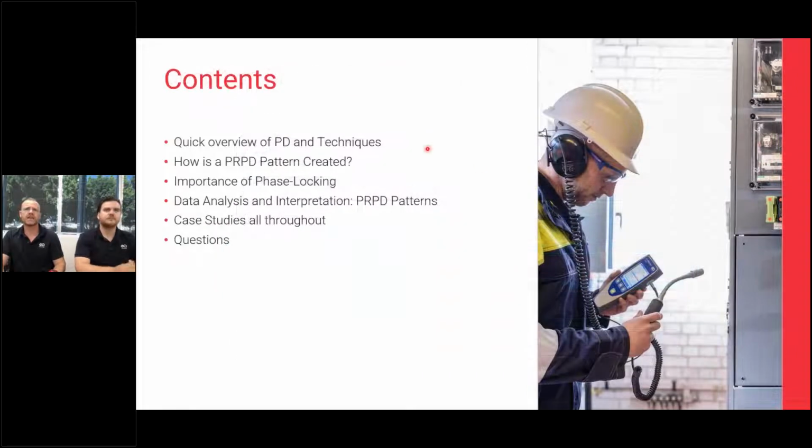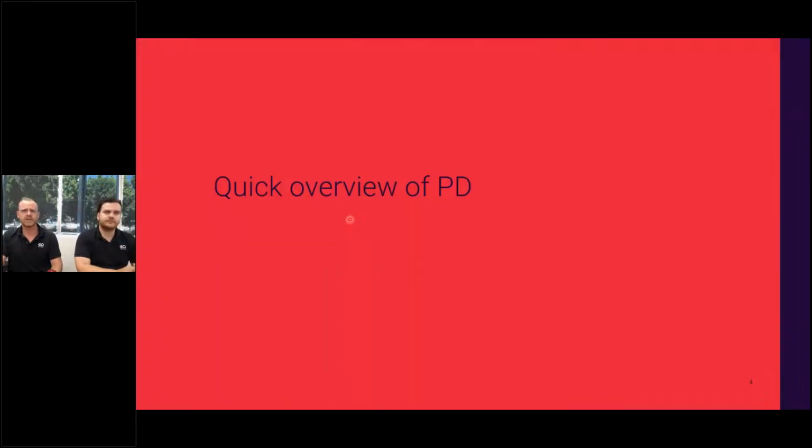So the contents of today, we'll have a quick overview of PD and the techniques that we use, because we have covered that in the last PD webinar and also other webinars that we've run. We've talked a lot about that information. Then we're going to talk about how a PRPD pattern, a phase resolved partial discharge pattern, is created. How does it come about? What is it? The importance of getting a good phase lock when you're collecting data. And then we'll go through data analysis and interpretation of the patterns, and there'll be case studies throughout the presentation. So let's get into it.